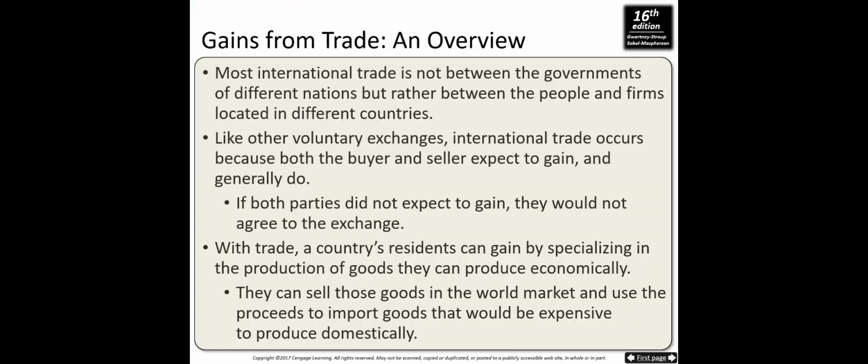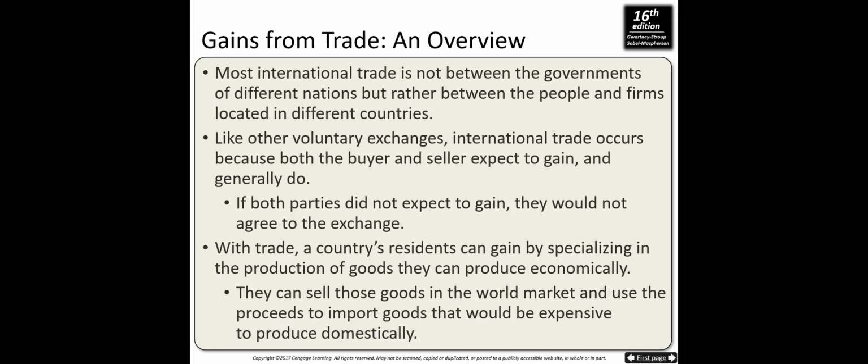Most international trade is not between the governments of different nations, but rather between the people and the firms located in different countries. As we know, in free markets we have voluntary exchange. That's true for international trade as well. Both buyer and seller expect to gain, and they generally do. If both parties didn't expect to gain, then they would not agree to the exchange.